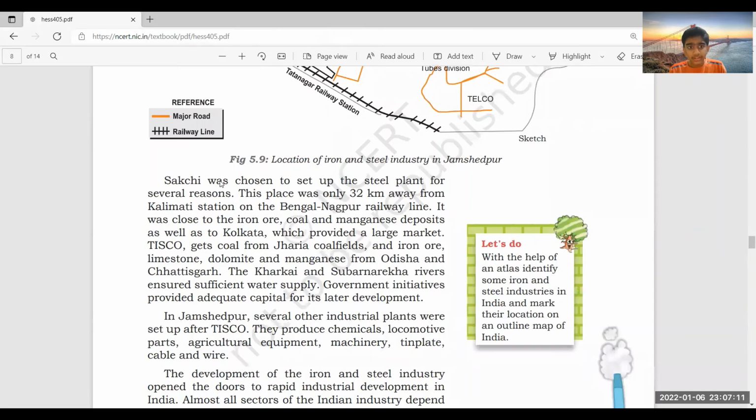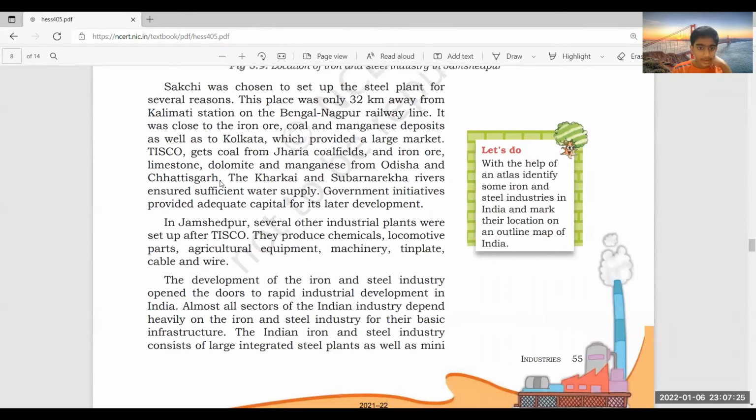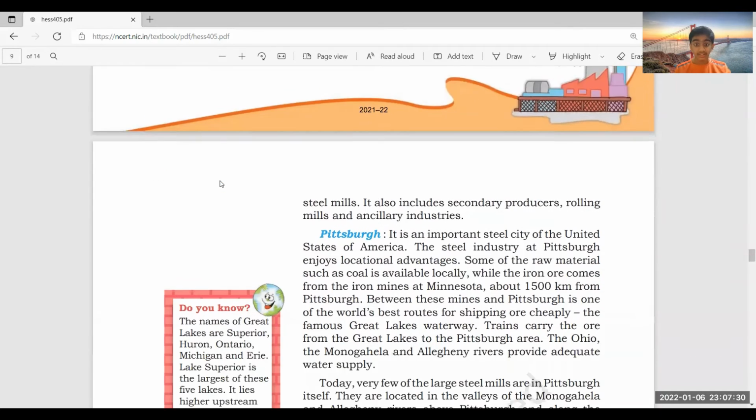Sakchi was chosen because, of course, there were several reasons. They had a lot of advantages. A railway station was there. Transportation was easy. Many things were developed. Many things were in favor of the factory. So they went on. Okay, that's why Jamshedpur was selected as that main center.